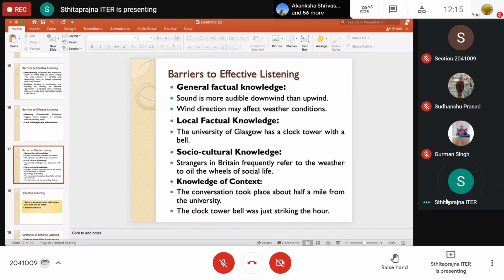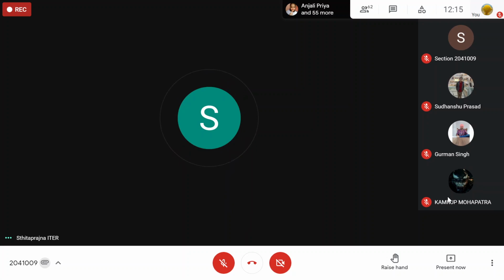So these are the four background information that you must have to understand or to decipher the meaning of that one line, "It is going to rain." Okay, so all this information.